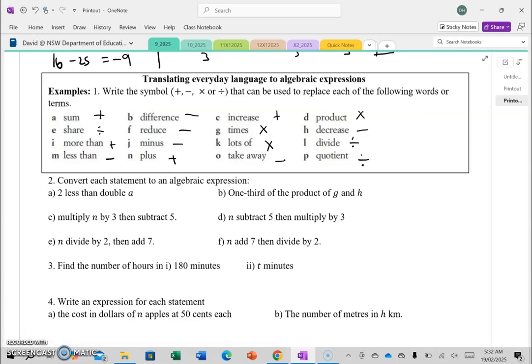Convert each statement to an algebraic expression. If you double something, it's timesing by 2. So double A is 2A.